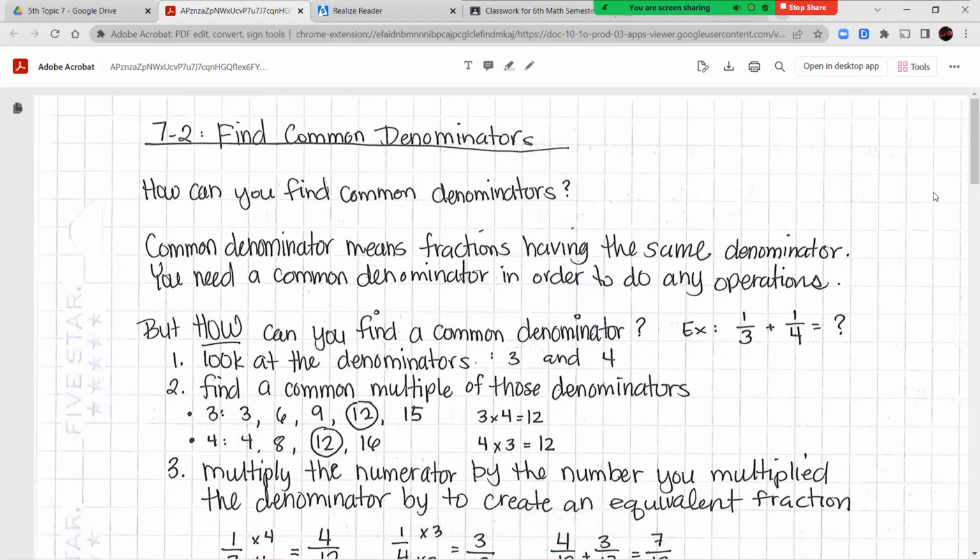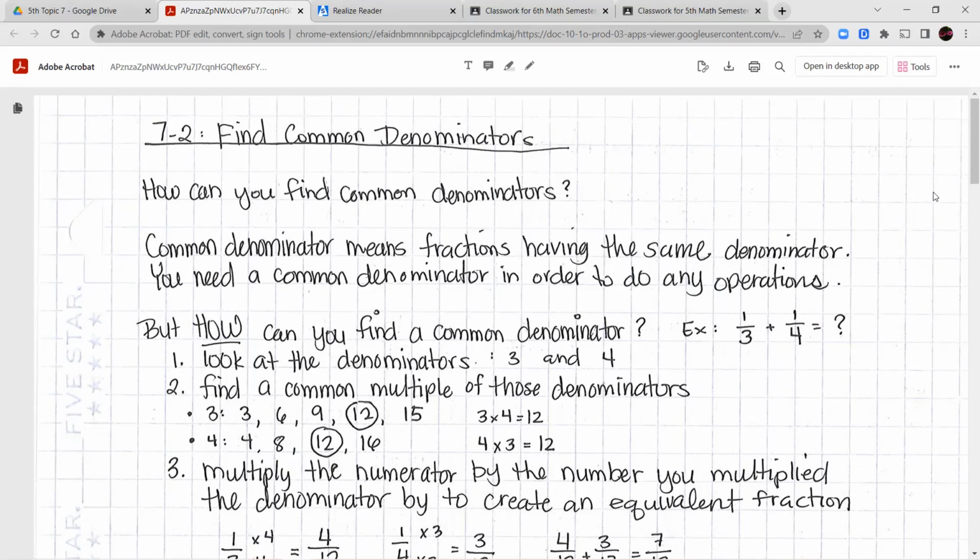So you can have fractions out of 9, out of 8, out of 15, whatever your denominator is. If it's the same in both of your fractions, then that means that they're cut into equal size pieces. They're equal parts of the whole. So how do you find a common denominator?